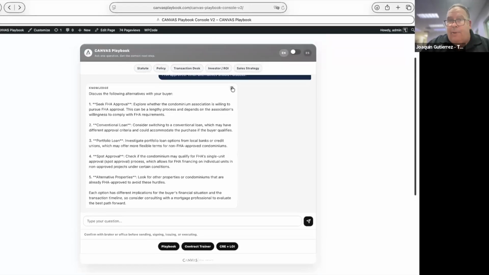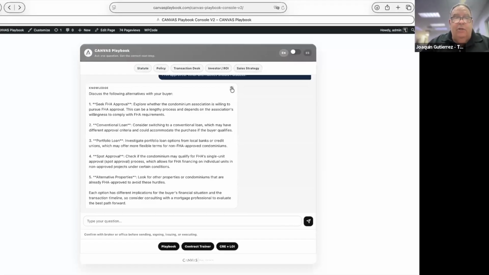And by the way, I don't know if you've noticed, but whenever you get an answer, you can come up here and copy it so that you can paste it into something else. So if you ask for something like an addendum or an email or a text that you need help with, it'll do it for you there, and you can copy it.